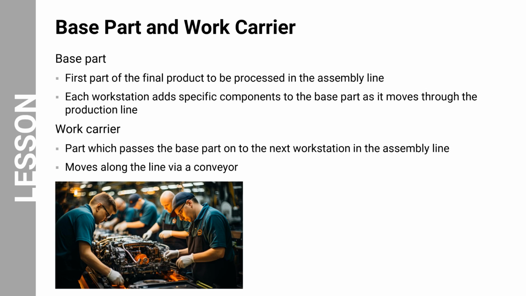Let us discuss some of the key concepts in manual production lines. At the start of a line, the worker performs an operation on the base part. The base part is the first part of the final product to be processed in the assembly line. The operation completed at each workstation involves the addition of components to the base part. The base part is carried to the next workstation by a work carrier after the worker has completed the first operation. The work carrier is passed on to the next workstation by a conveyor. The worker at the next workstation will add more components to the base part and then pass it on to the next workstation. The base part exits the final workstation of the assembly line as the final product.